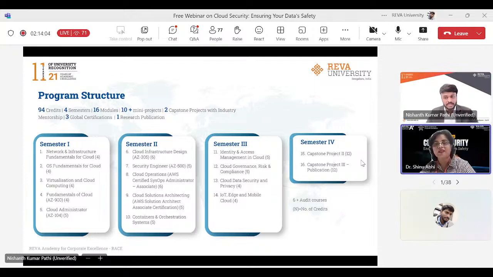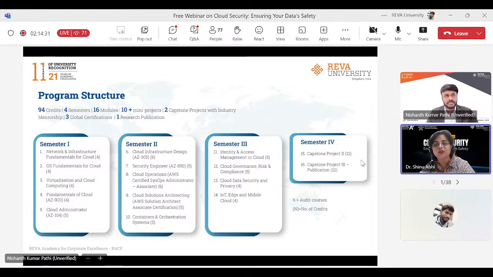And those who are already in the cloud also join this program, because one is that there are a lot of certifications inbuilt. Our program includes all the certification training, vouchers, plus we are also a Pearson VUE center here, so you can write the exam and complete this. So 6+ certifications plus almost 16+ modules, 2 projects which are mentored, with 1 publication.